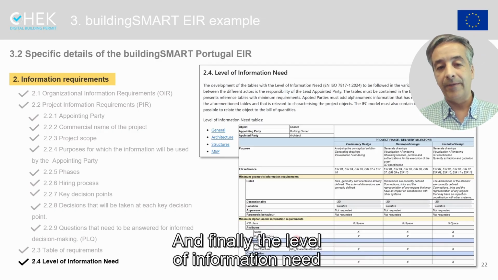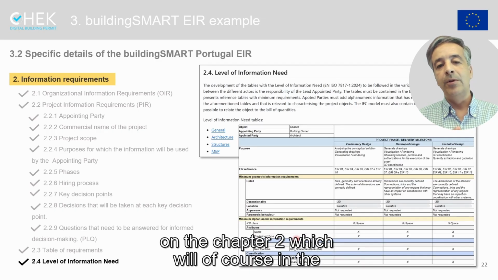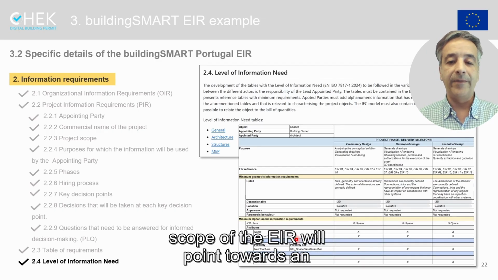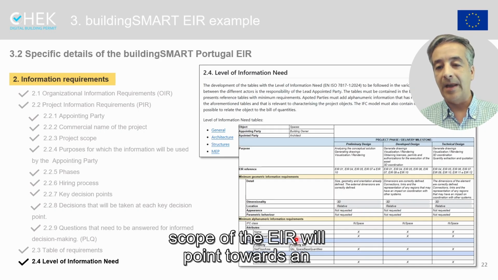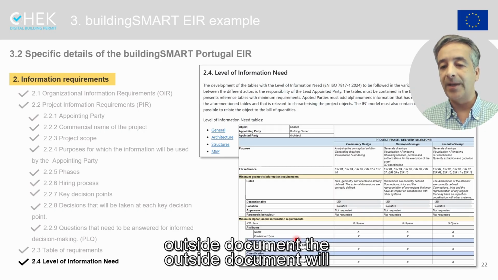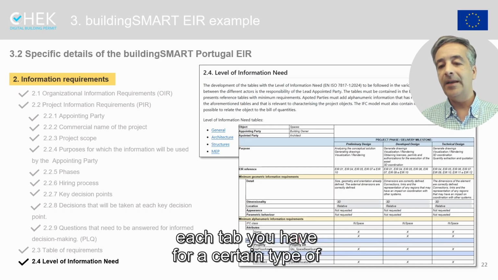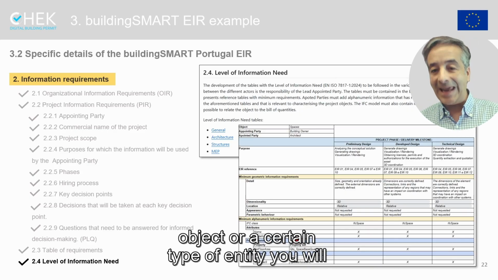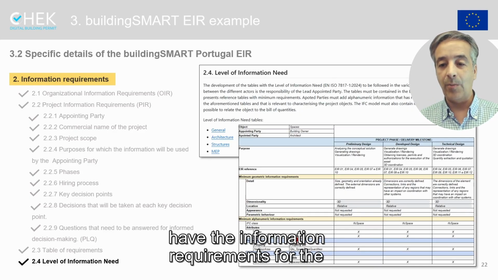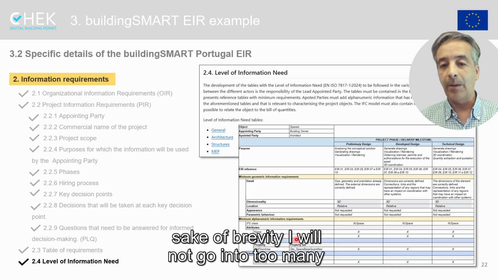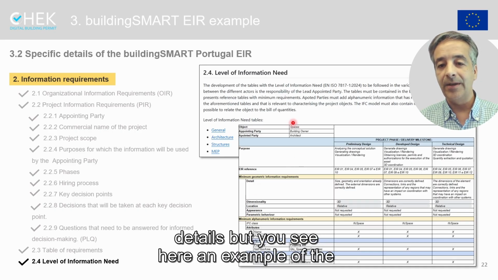And finally, the level of information need in this chapter 2, which will, of course, in the scope of the EIR, will point towards an outside document. The outside document will be a spreadsheet with several tabs, and in each tab, for a certain type of object or a certain type of entity, you will have the information requirements.